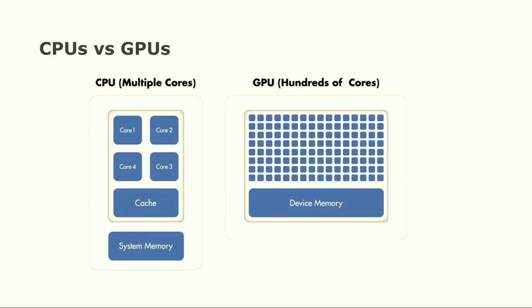So this diagram illustrates the architectural differences between CPUs and GPUs. CPUs contain few cores that are optimized for sequential processing with large cache memory. CPUs are ideal for running programs that might be interrupted during their execution, like operating systems. On the other hand, GPUs contain hundreds of simpler cores designed for parallel operations.